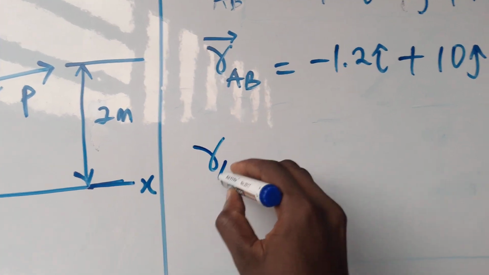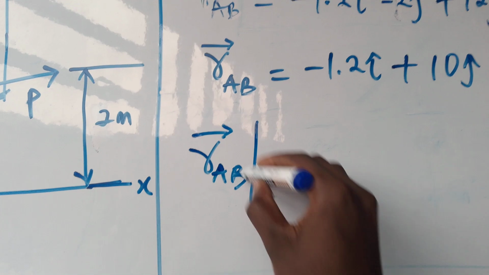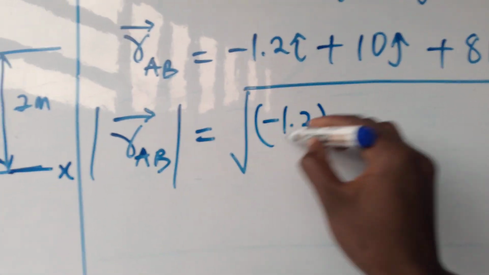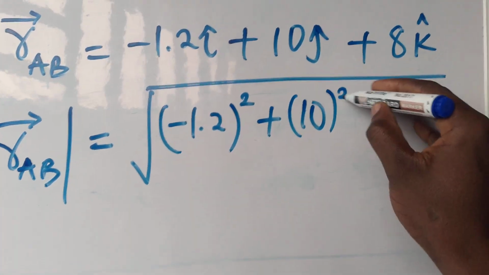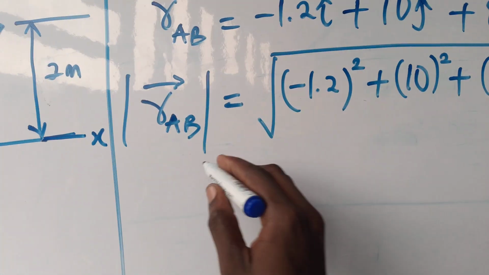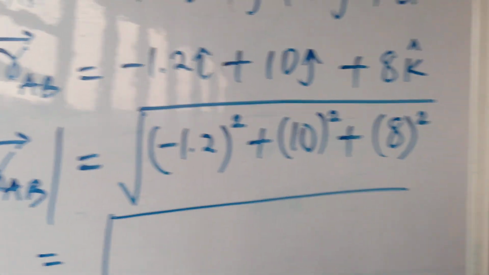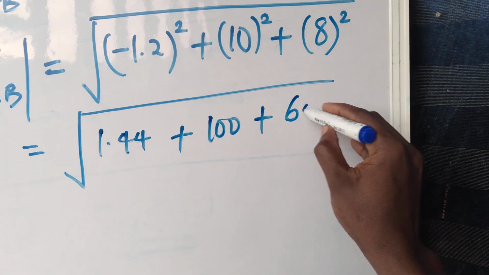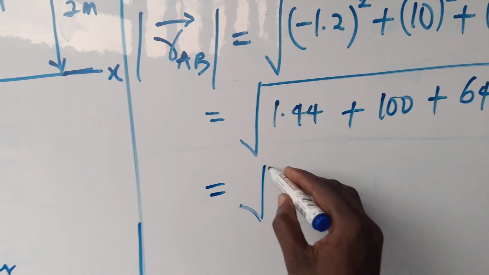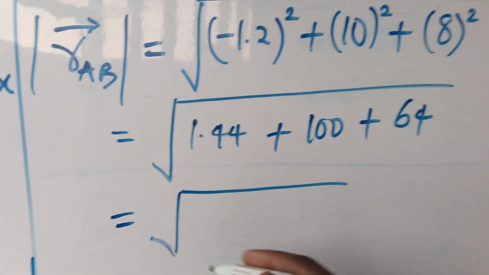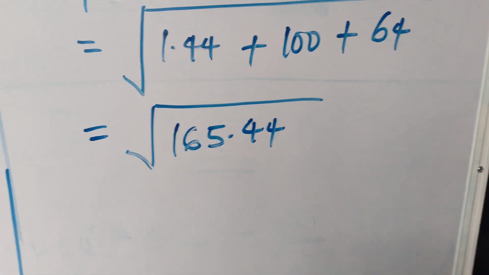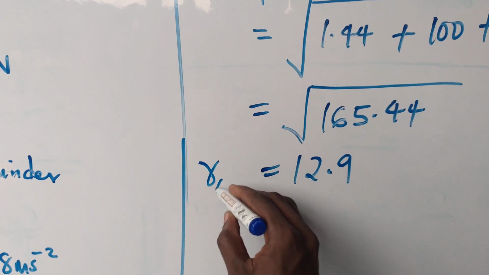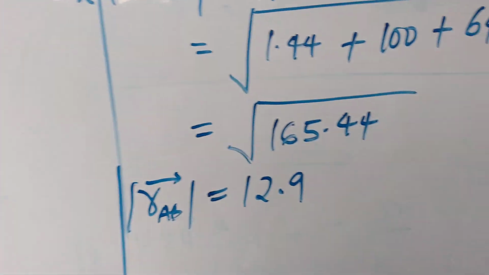Then I will look for the modulus of the vector. The modulus is also known as the magnitude. To obtain the modulus, use Pythagoras rule. This is square root of minus 1.2 all square plus 10 all square plus 8 all square. With your calculator, 1.2 square is 1.44, plus 10 square is 100, 8 square is 64. If I add them, this will be square root of 165.44, of which when I find the square root, I'll be having 12.9 as RAB modulus. So the modulus of the vector is 12.9.